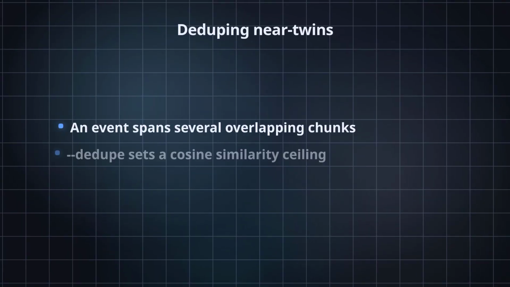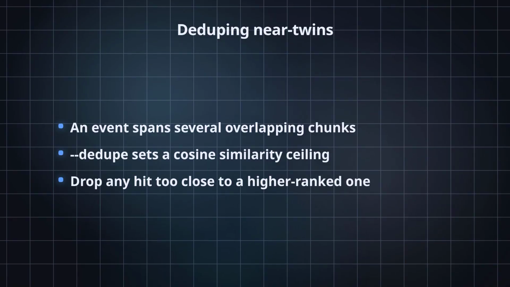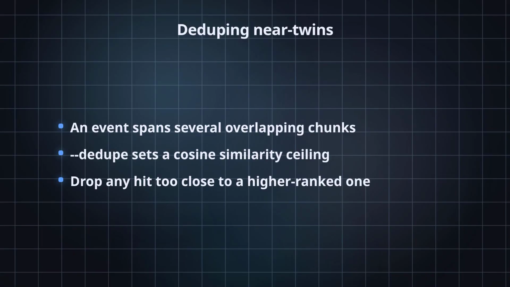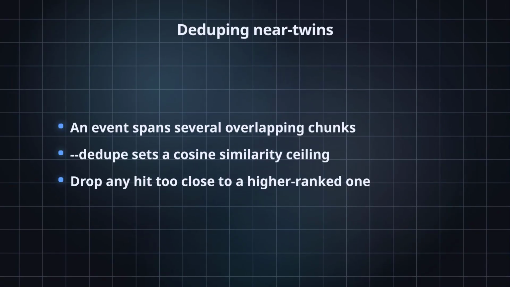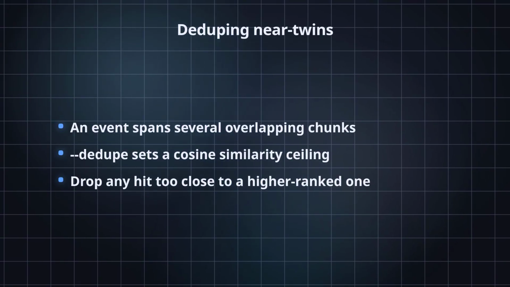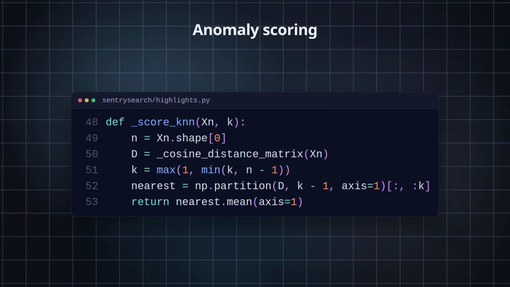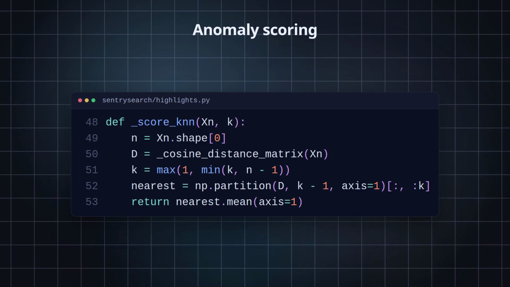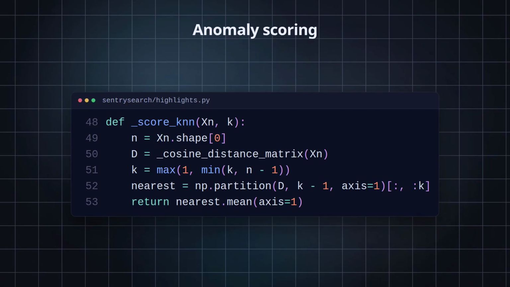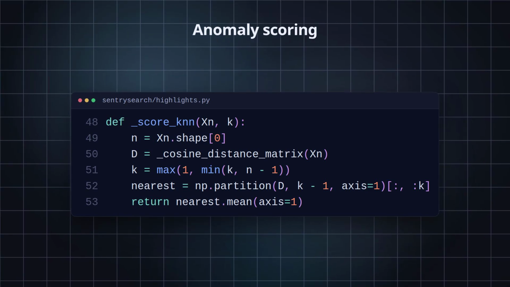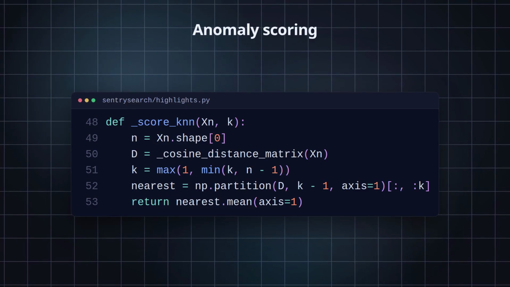One event usually lands in several overlapping chunks, so the top results can be near duplicates. An optional dedupe step sets a similarity ceiling and drops any hit too close to a higher-ranked one, keeping the list varied. What if you don't know what to search for? The Highlights module ranks the most unusual clips. The default scorer measures each chunk's mean distance to its k nearest neighbors. A clip with no near-twin scores high and floats to the top.